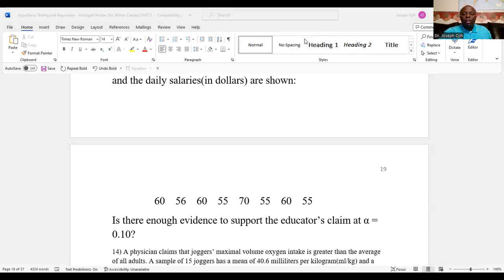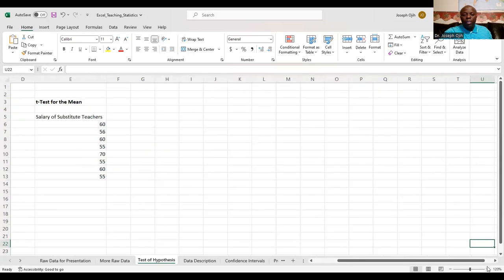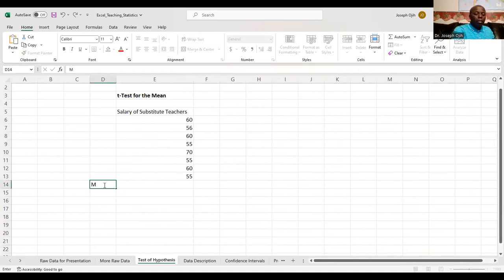It's very easy. I have this page I opened. This is a list of numbers, and you want to get the mean of these numbers and the standard deviation. You just type the mean, and type the standard deviation.